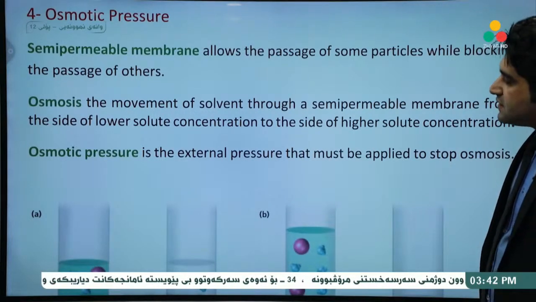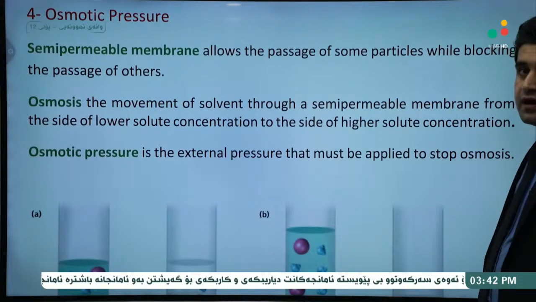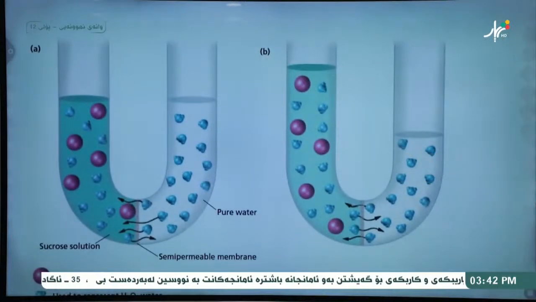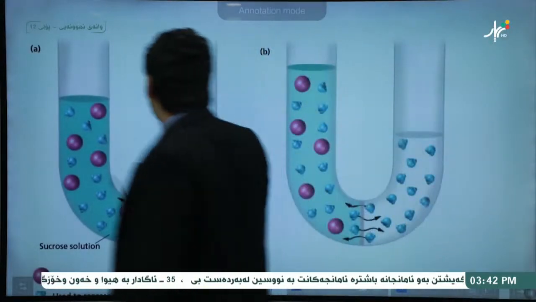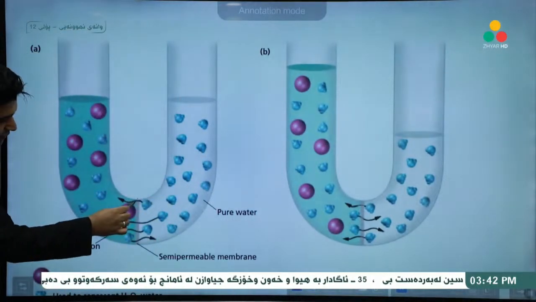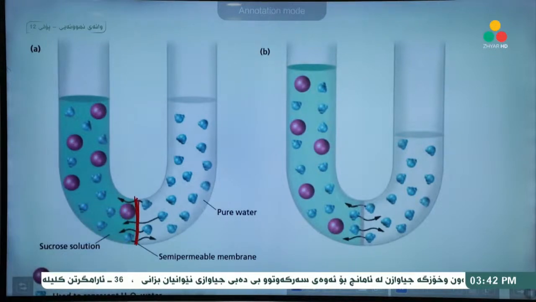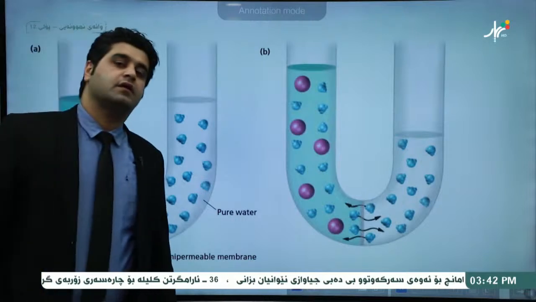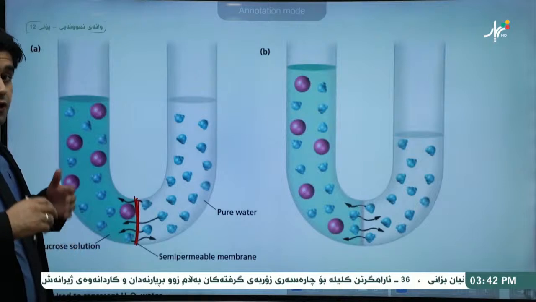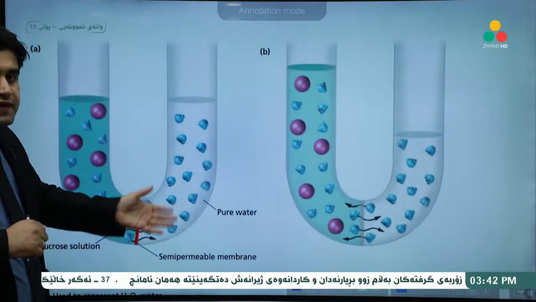Semi-permeable membrane, osmosis, osmotic pressure. There are three new terms. We don't know what they are. Well, let's start with this picture. First of all, we have a U-tube, a glass shape. In here we will put a semi-permeable membrane. What is a semi-permeable membrane? It's a membrane that allows some particles to pass through it, but prevents the others.